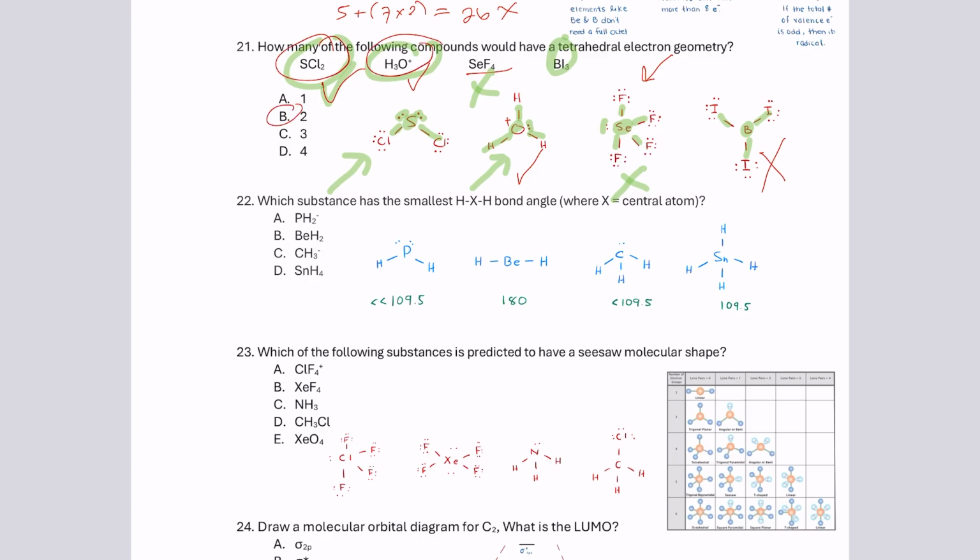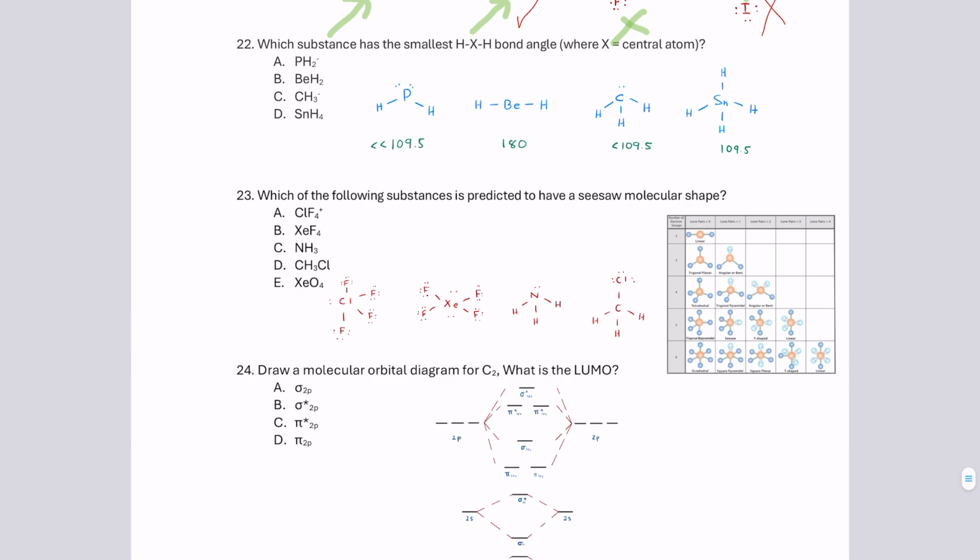Problem 22 says, which substance has the smallest bond angle? To determine which substance has the smallest bond angle, we need to analyze the electronic geometry and the effect of lone pairs on the central atom in each case. Let's start with answer choice A, the phosphide ion. I have the Lewis structure drawn here, and what we notice is that the central atom has 4 electron-rich regions surrounding it. That means it has an electronic geometry that's tetrahedral.